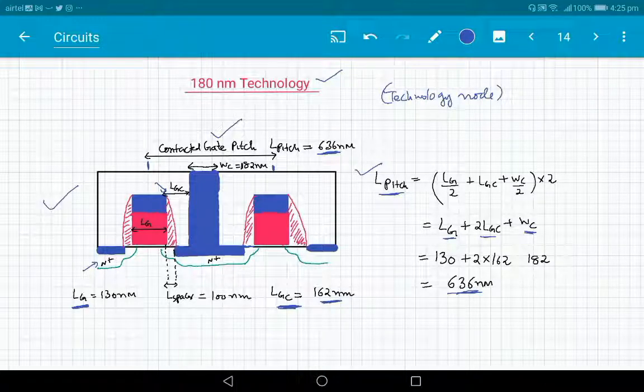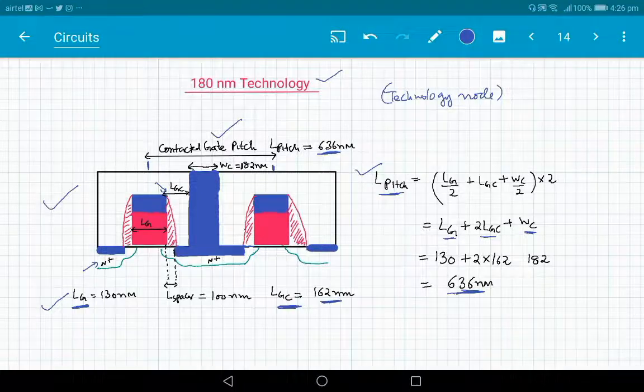So note that the first thing that you note here is that the minimum gate length that we can have is not 180 nanometer, but it is 130 nanometer. And the other important point is the contacted gate pitch, basically the separation between one gate and the other NMOS gate. That gives us the contacted gate pitch, which is 636 nanometer here. All right, so these are some of the dimensions that are there with 180 nanometer.